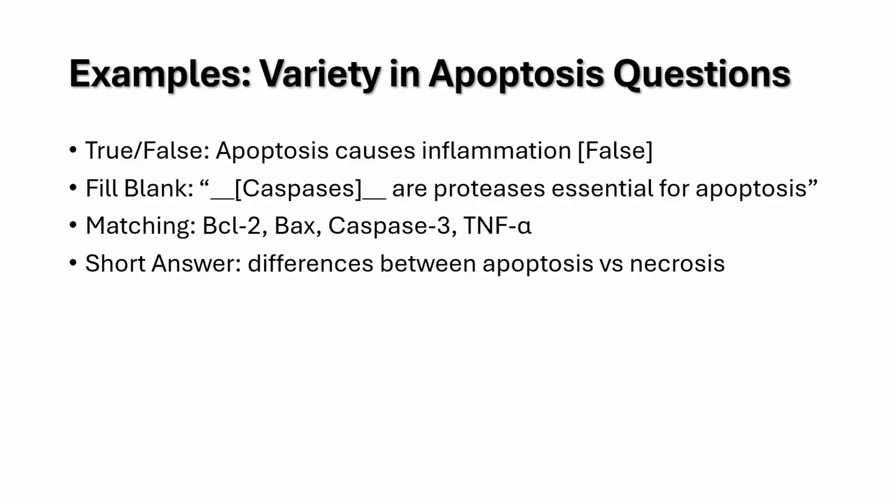Now, if you want to have a little bit of variety, I will give you now 4 examples of how to vary the apoptosis question. So a true-false question could be, apoptosis causes inflammation. Is the statement true or false? It's false because necrosis causes inflammation. Apoptosis does not cause inflammation.